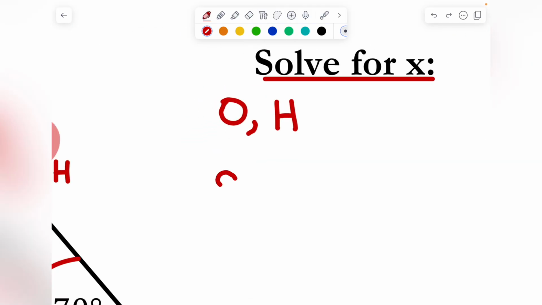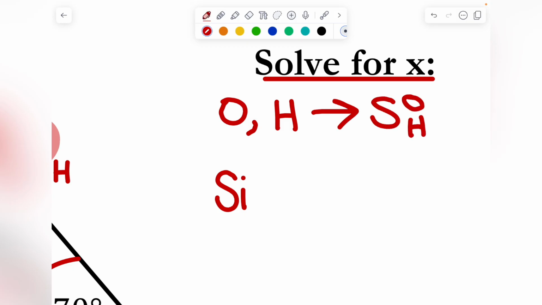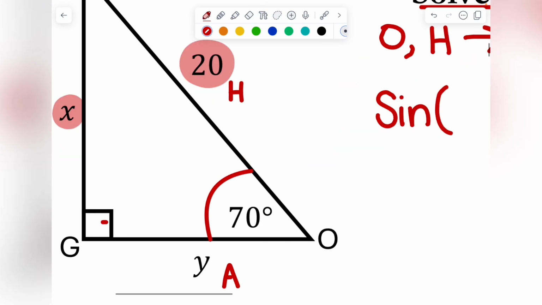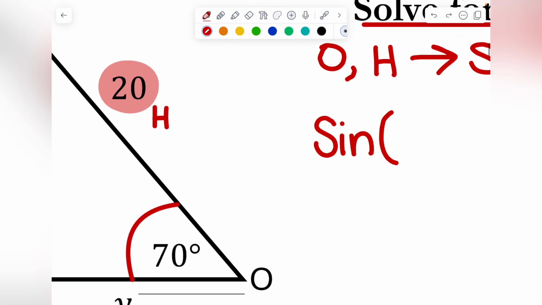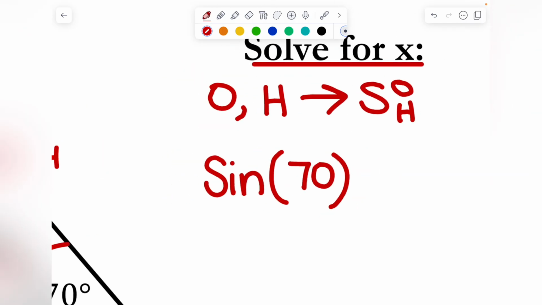So I have to use sine. All right, so when I write this, I'm going to write sine of the angle. The angle is 70 degrees. So I write in the angle number, sine of 70 equals opposite over hypotenuse, x over 20.